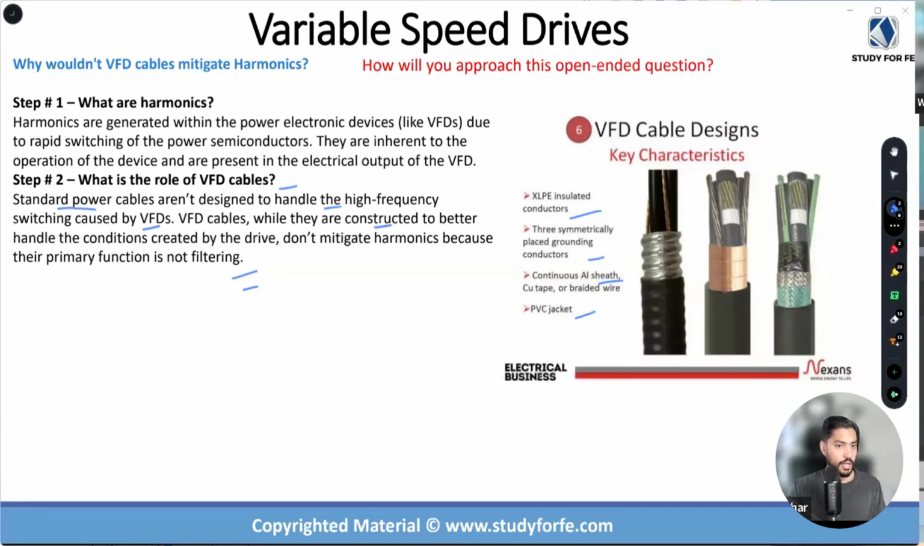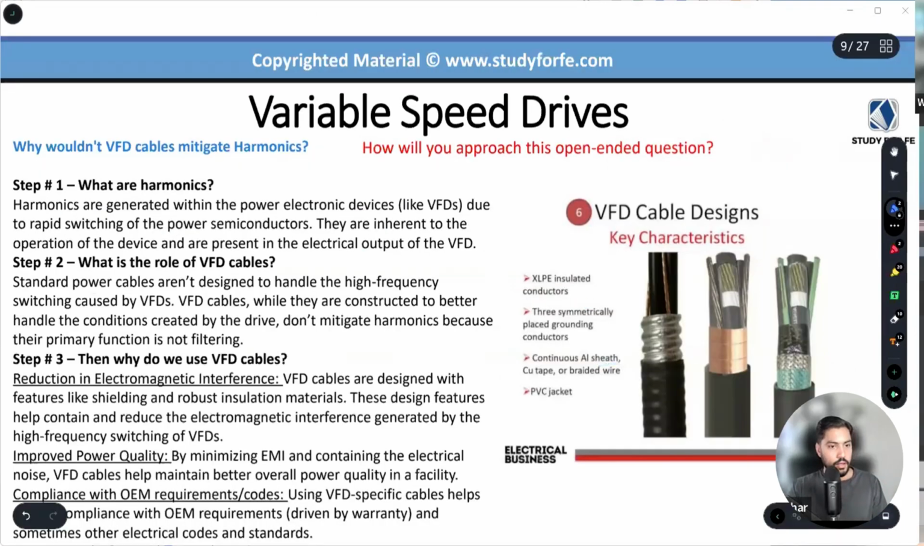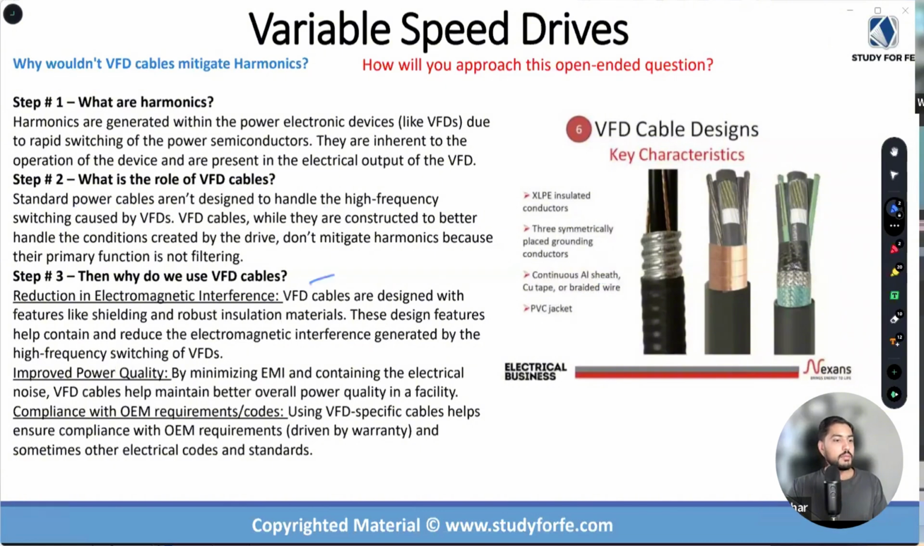It's not helping you stop the snow, but at the same time, it is going to make sure that you don't get pneumonia, right? You don't get cold. Does it make sense? Okay. So why do we use the VFD cables? Again, as I mentioned, reduction in EMI, electromagnetic interference.